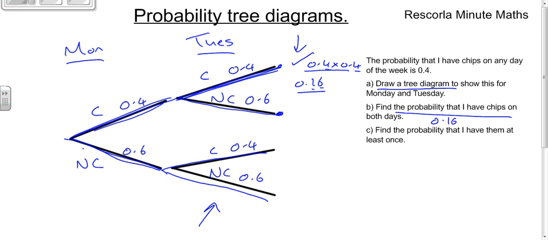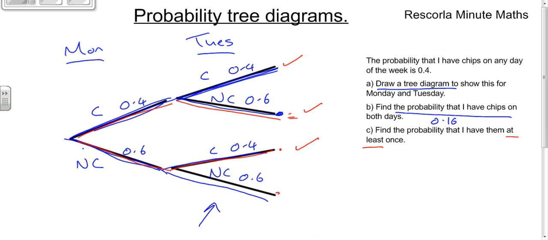Now question C is always the one that catches people out. Find the probability that I have them at least once. So we've got to go down and see which eventualities mean that I've had chips at least once. And again, it's this term, at least. So here, I've had chips twice, so that is at least once. This one here means I had chips on the Monday, but I didn't have chips on the Tuesday, but I have had chips once, so we're going to include that one. This one here means that I didn't have chips on the Monday, but I have had chips on the Tuesday, which means I have had them once, so we're going to include that one. This one down the bottom here means I didn't have chips on Monday, didn't have chips on Tuesday, which means I haven't had them at least once on this eventuality down here.